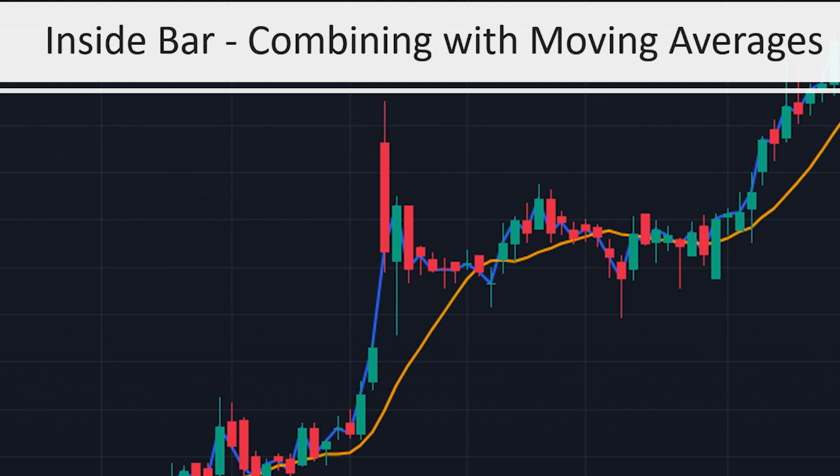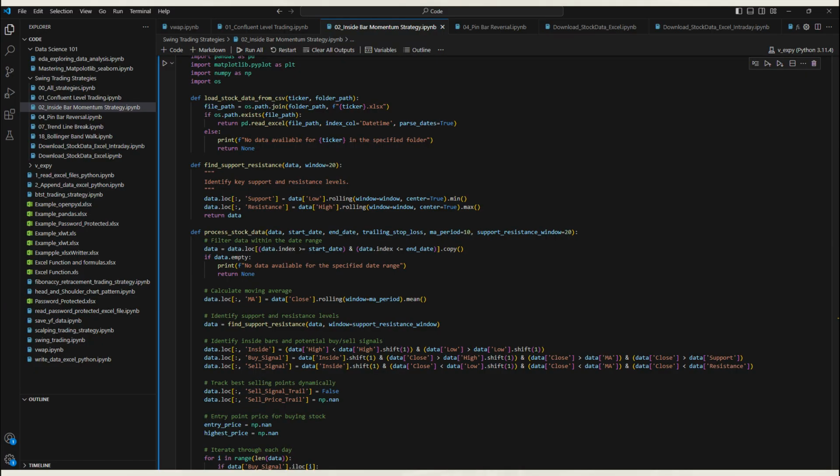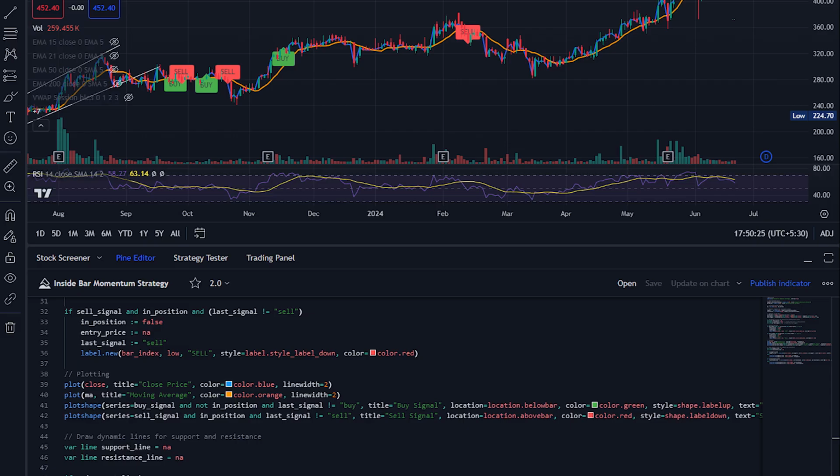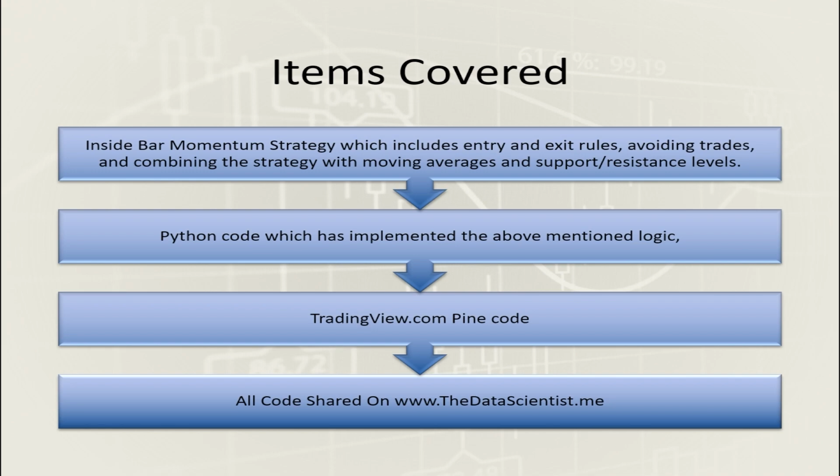Then we have Python code which has been implemented based on the inside bar trading strategy. Then in the third section, I will also share the Python code and the logic which can directly be implemented on the TradingView website for those people who don't want to work with the Python code.